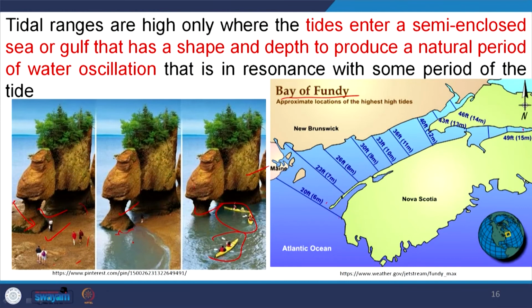This rise and fall of the water level creates geomorphic changes, and if you see here, there is erosion. So, tidal ranges are high where the tide enters through a semi-enclosed sea. If you see here, the sea enters here, confined on both sides by land. With this type of geographic setup, the tide will affect more as compared to an open sea.